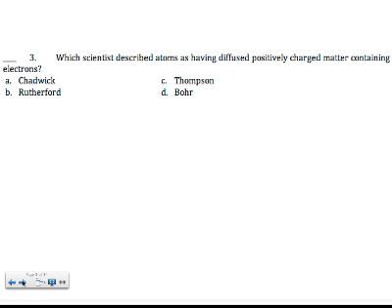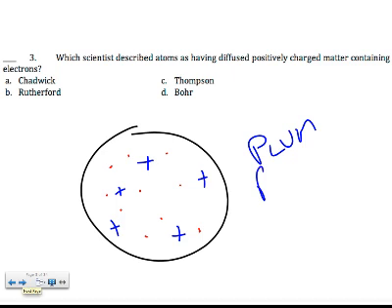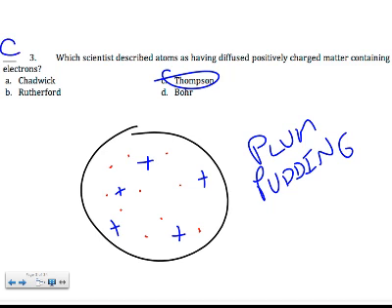Which scientist described atoms as having diffused positively charged matter containing electrons? That was the plum pudding model, which looked like this, with the little electrons spread out throughout positively charged diffused matter. Again, that's called the plum pudding model, and the plum pudding model was proposed by Thomson. Answer choice C.